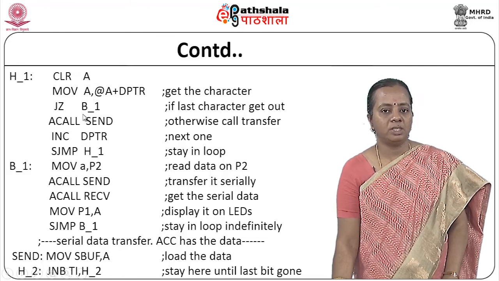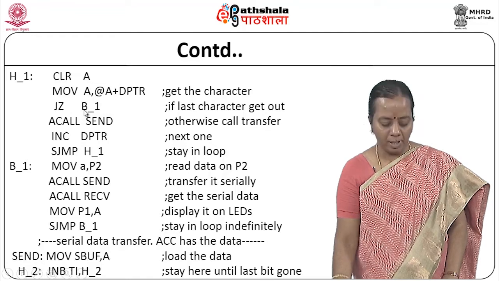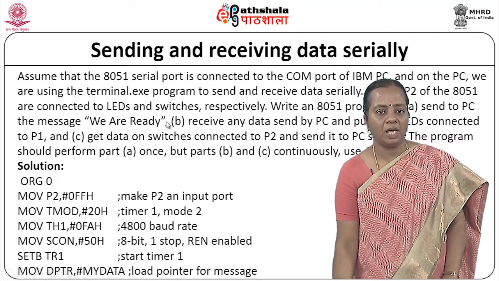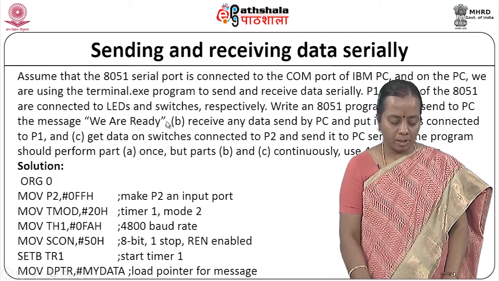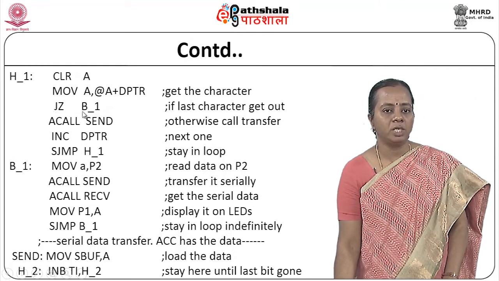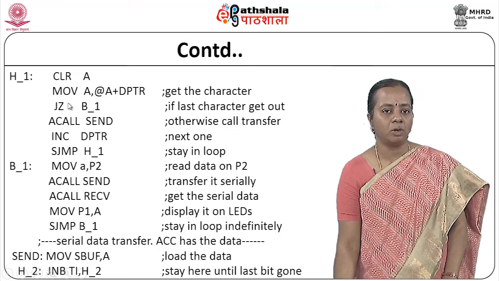Now this is for checking if we have received the last letter. We made it so that the last letter will be 0. Based on that, if the last letter is 0, we can stop reading the data, and that is how we have controlled it. So JZ to 0BH minus 1: if it is 0, it comes down, otherwise it will go on.